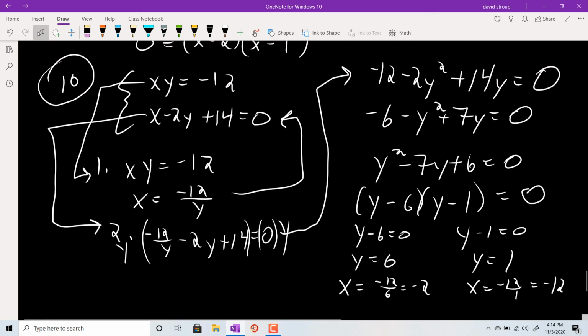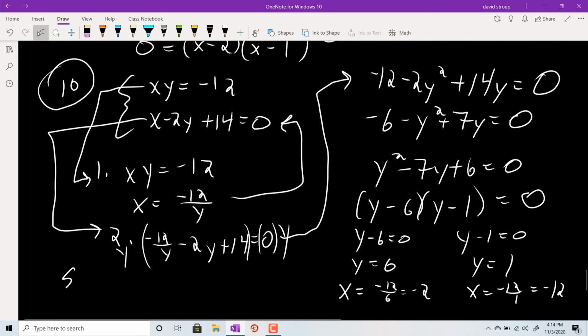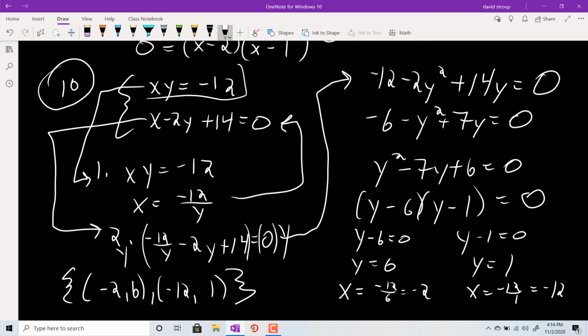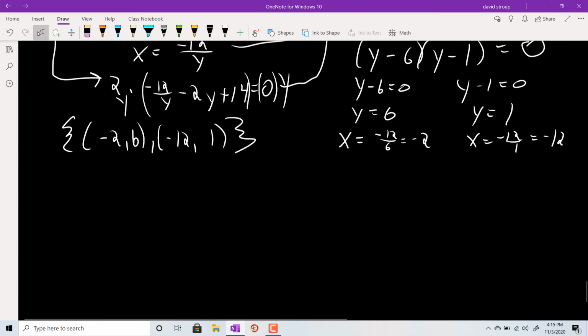Okay, so I think our solutions are then going to be negative 2, 6, and then negative 12, 1. And then I'm going to check them. If I'm multiplying together both the coordinates, better get negative 12, right? That's that first equation, and that's true enough. The other equation, negative 2 minus 12 is negative 14 plus 14. That's 0. That works. Negative 12 minus 2 is negative 14 plus 14. They both work. Okay, so I'm going to move on.